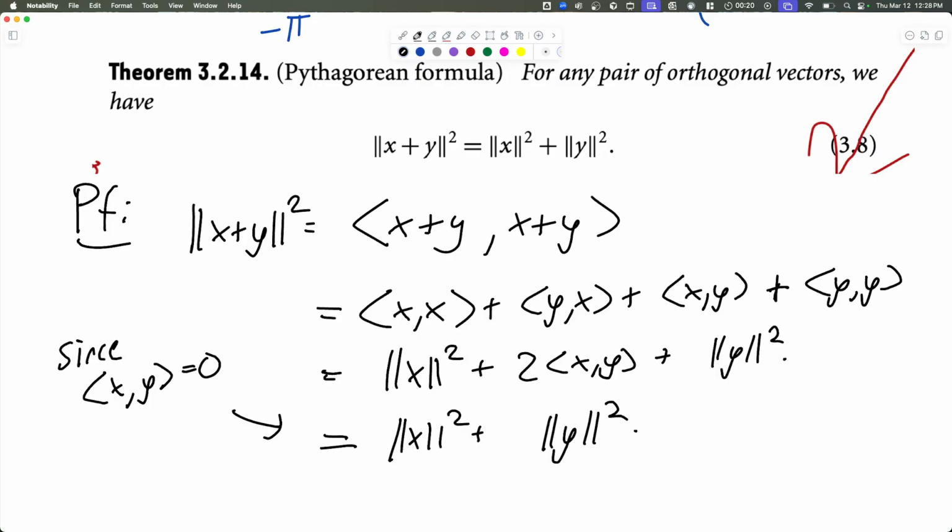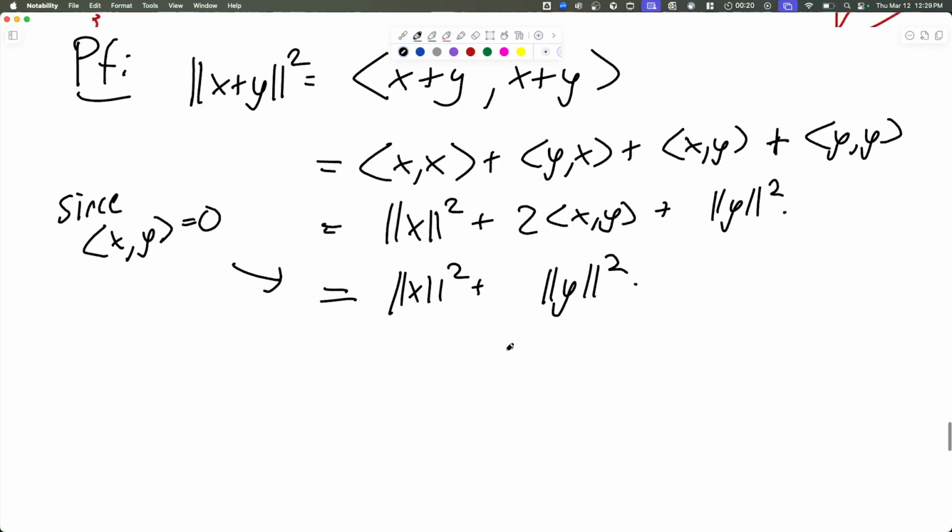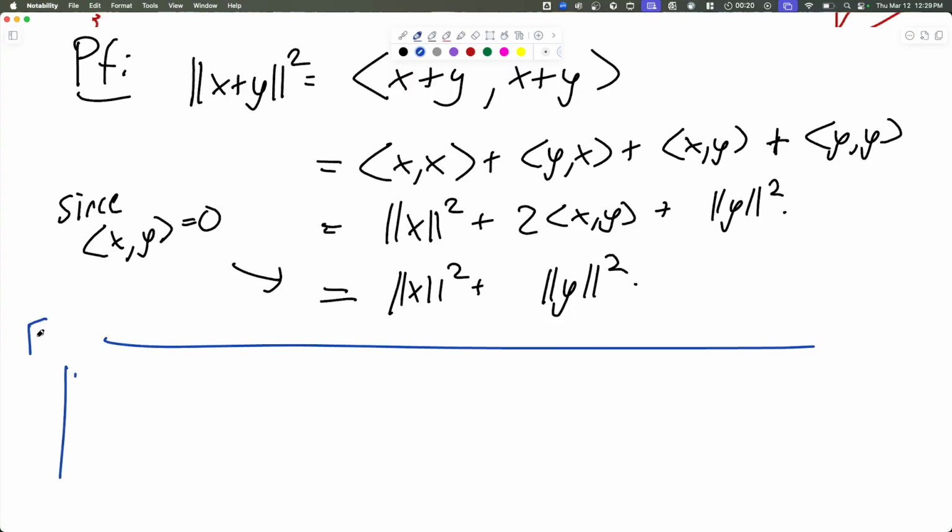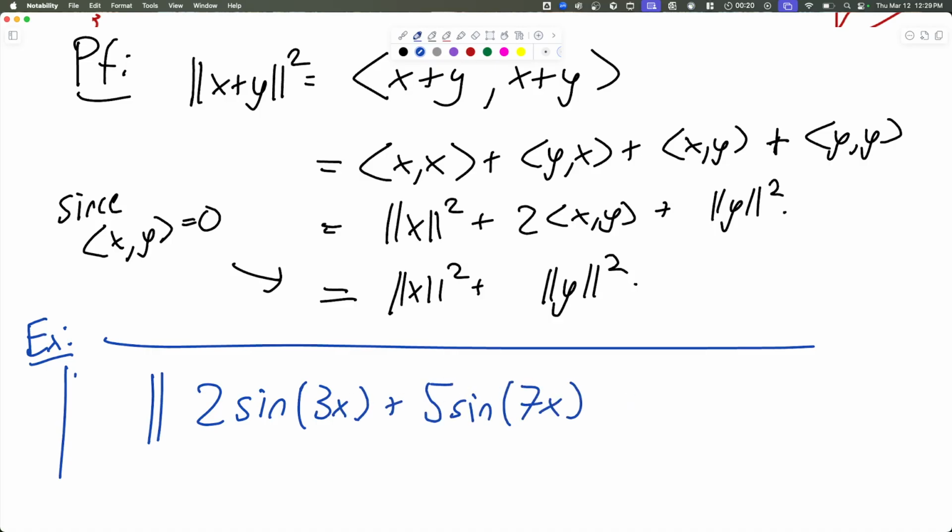Okay. This one's really important. For example, this will tell you what happens if I have a function and I want to do the L2 norm. What happens if I want to do the L2 norm of 2 times the sine of 3x plus 5 times the sine of 7x? Some crazy weirdo function that goes up and down at frequency 3, but also at frequency 7, and they're added together. All right, it's getting too hard to imagine. We need help. We're going to get Desmos and really do it.